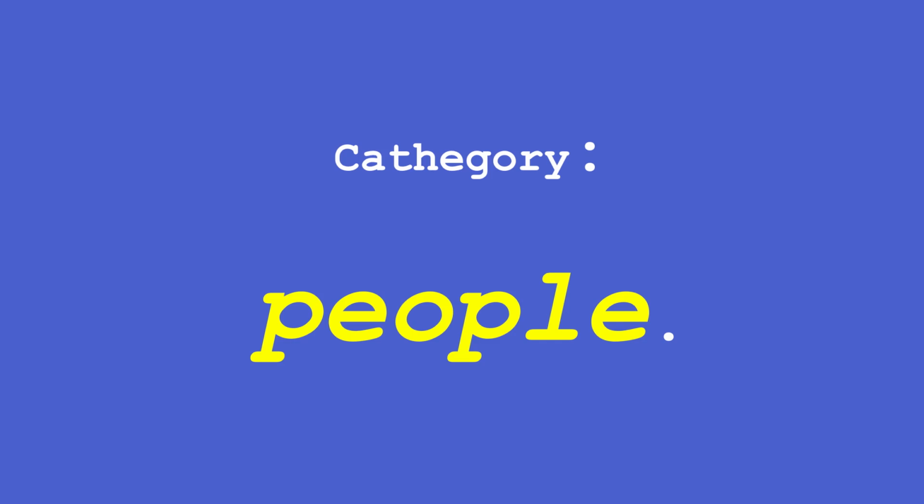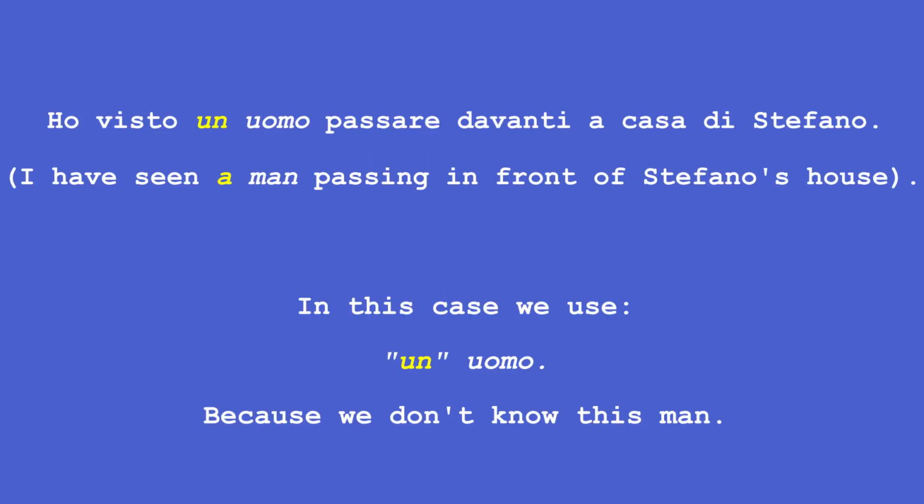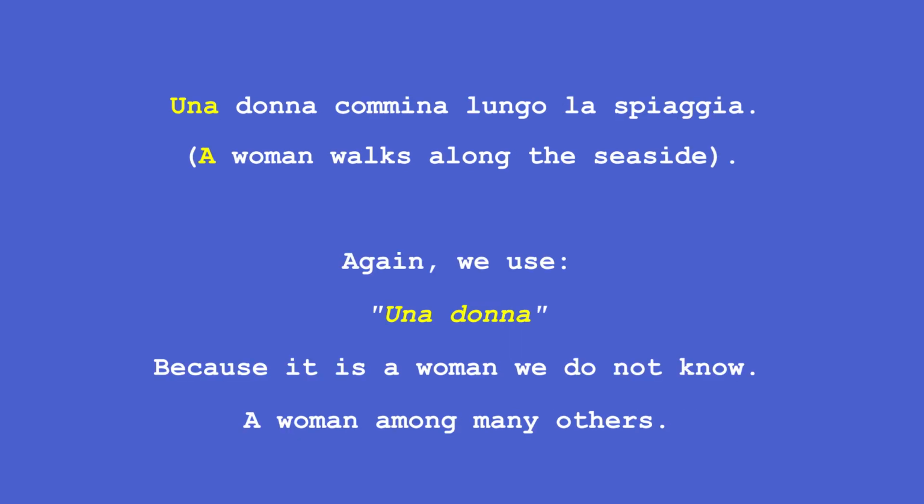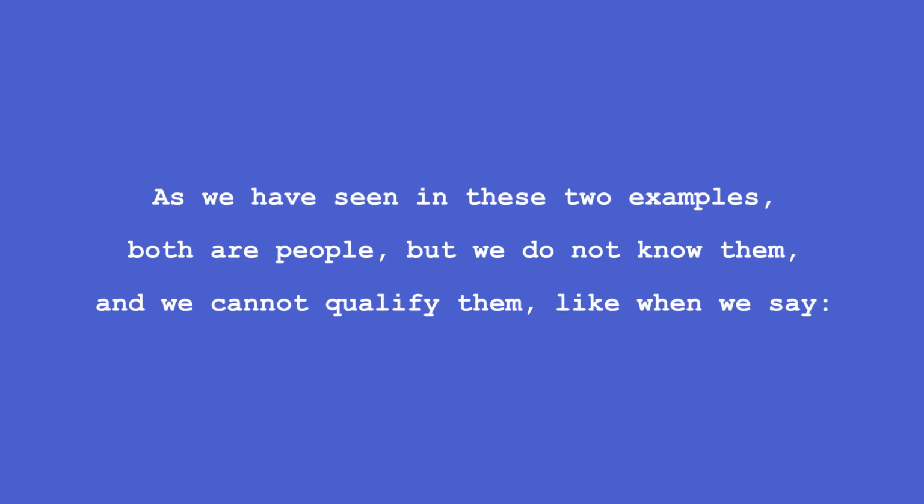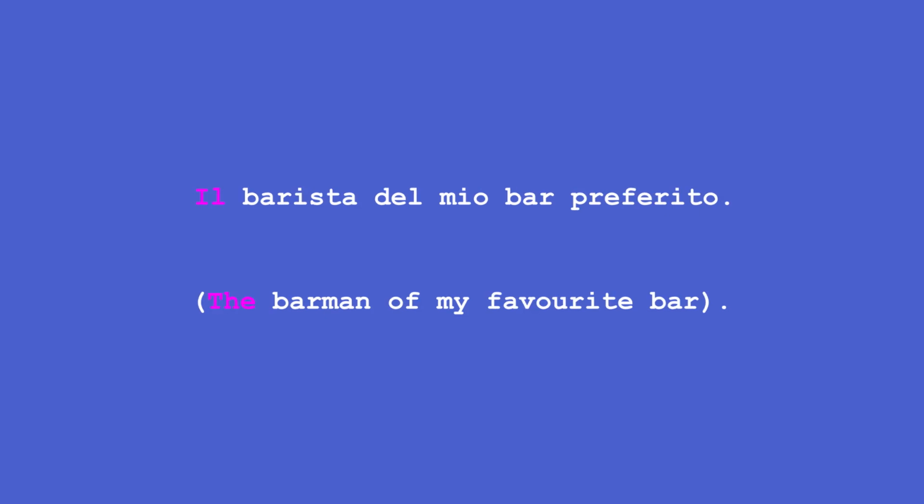Category people. Ho visto un uomo passare davanti a casa di Stefano. I have seen a man passing in front of Stefano's house. In this case we use un uomo because we don't know this man. Una donna cammina lungo la spiaggia. A woman walks along the seaside. Again, we use una donna because it is a woman we do not know, a woman among many others. As we have seen in these 2 examples, both are people, but we do not know them, and we cannot qualify them, like when we say il barista del mio bar preferito, the barman of my favorite bar.